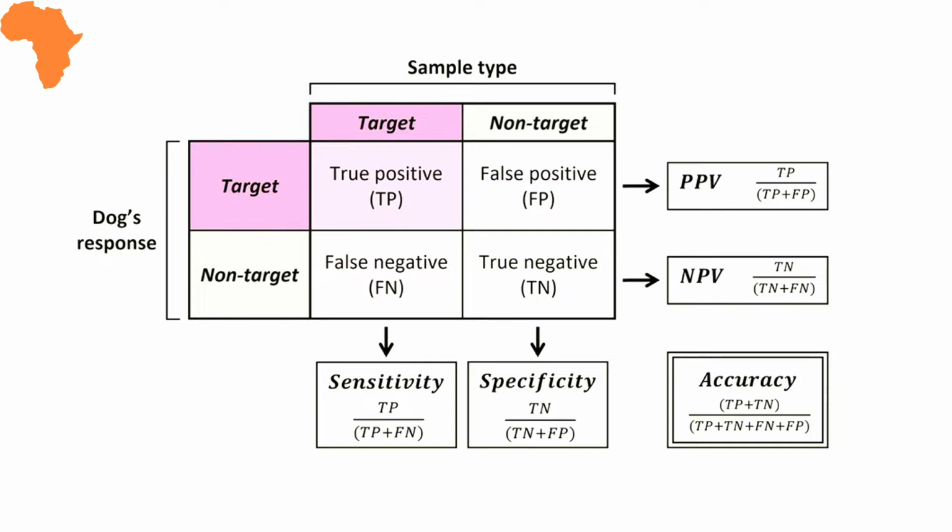I'm using these as sample type, target, non-target, but basically use these as disease positive, disease negative, and response positive, negative. Sensitivity is true positives divided by true positives plus false negatives. What is true positives plus false negatives?